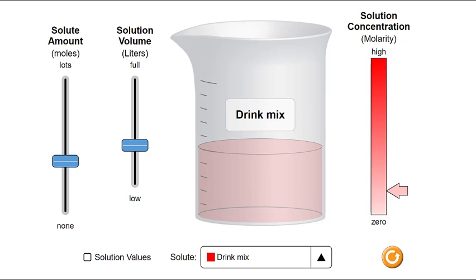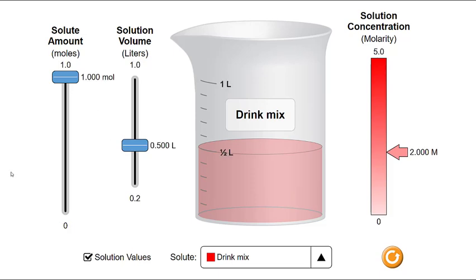So we have looked at this simulation before, and we've discussed how if we increase the amount of solute, then the solution becomes more concentrated. And we can see that that gives us more moles per liter. And we can assign values to that and see that 1 mole divided by 0.5 liters gives me a solution concentration of 2 moles per liter. That's what molarity stands for.